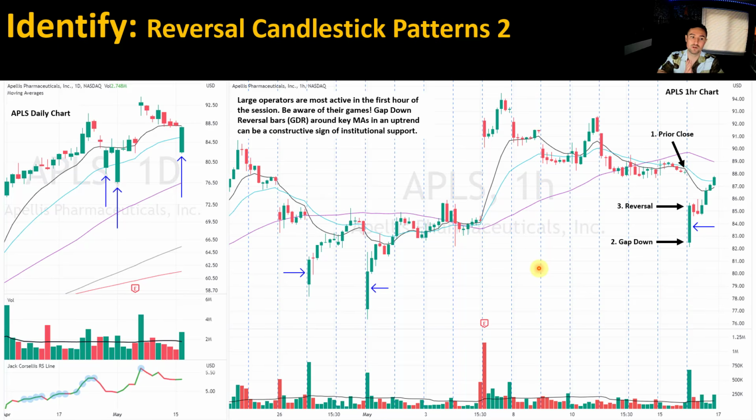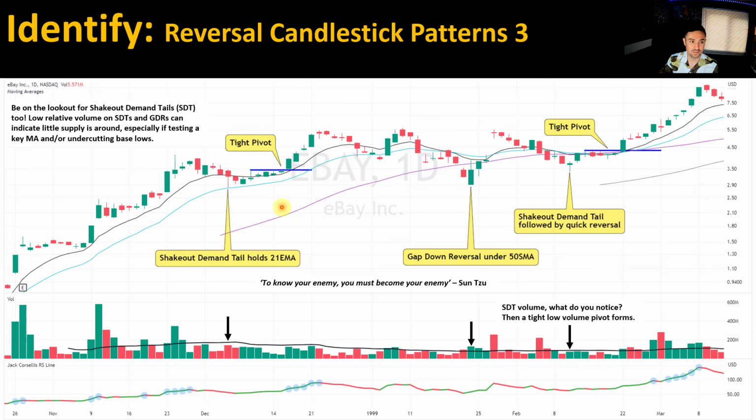Large operators also are most active in the first hour and last hour of the session, in particular the first hour of the session. So pay attention. What we're doing is these three bars here where we've pointed with the blue arrows are pointing to the first candlesticks. So if you look here, we're looking at this third and final one here. The prior close is up here. Then what does price do? It gaps down on the open, but by the end of that bar, it's reversed higher. And look at the volume coming through. Does that look like large operators are distributing or trying to accumulate? Interesting. So be aware of the gap down reversal bars, the shakeout demand tails that you can see in bases before pivots form. They're really good to see.